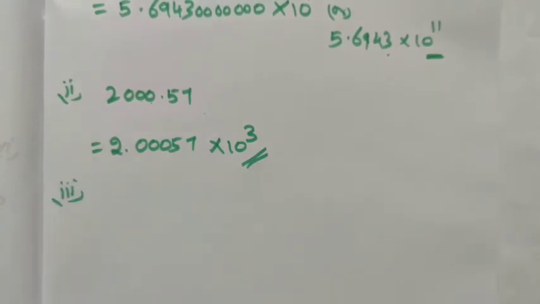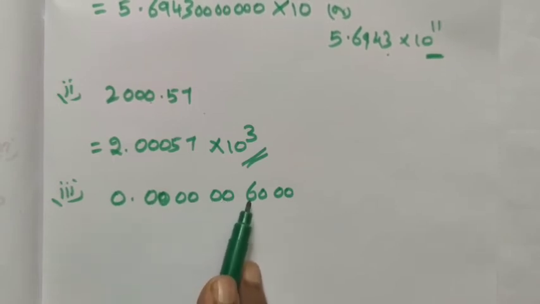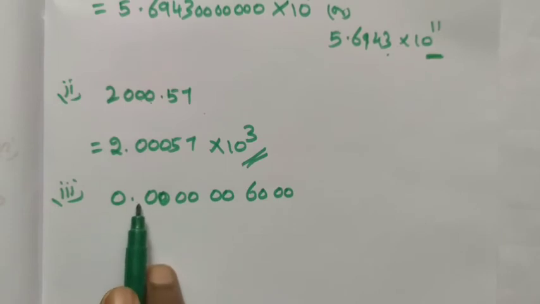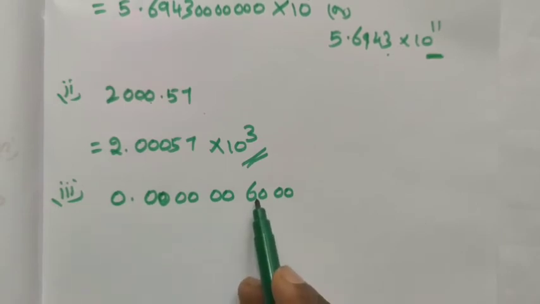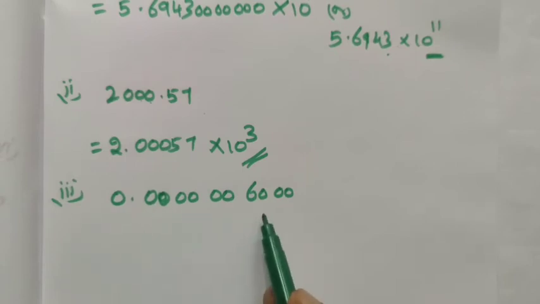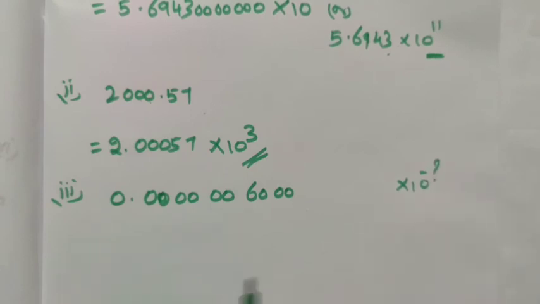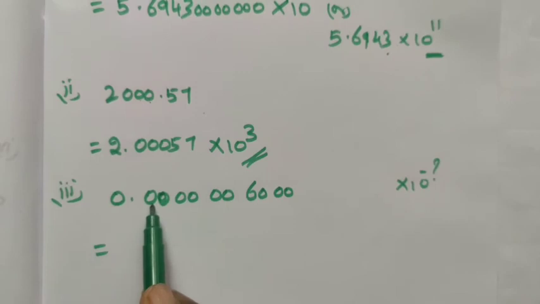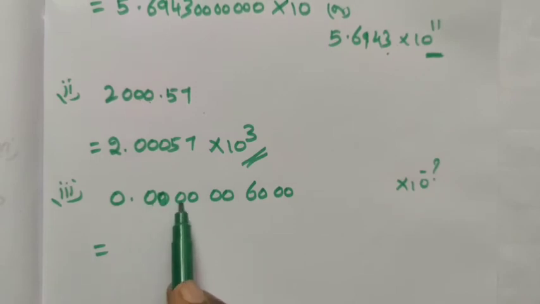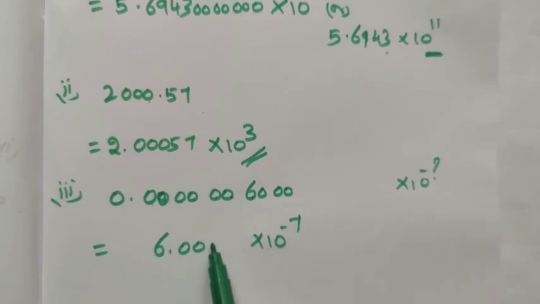Then Roman number 3. See, the third Roman number is given like this, 0.00006000. We have to move the decimal point to after the number 6, right? We are moving the decimal point to the right hand side, so we have 10 to the power of a negative value. This term is equal to, moving the decimal point 1, 2, 3, 4, 5, 6, 7 places, 10 to the power of minus 7, 6.000, that is the answer.